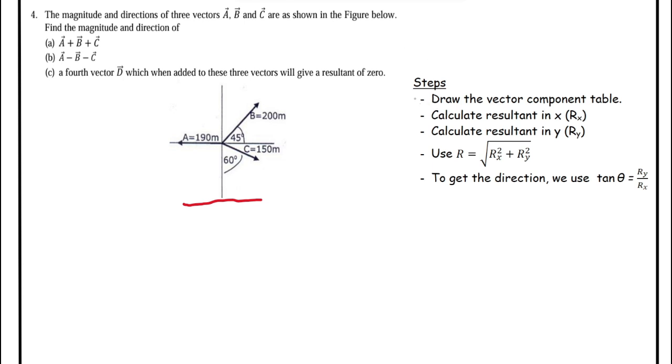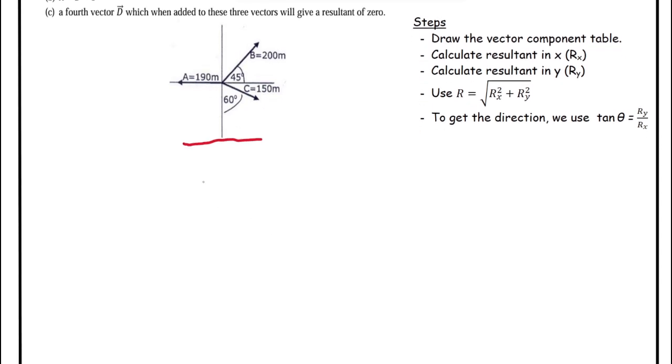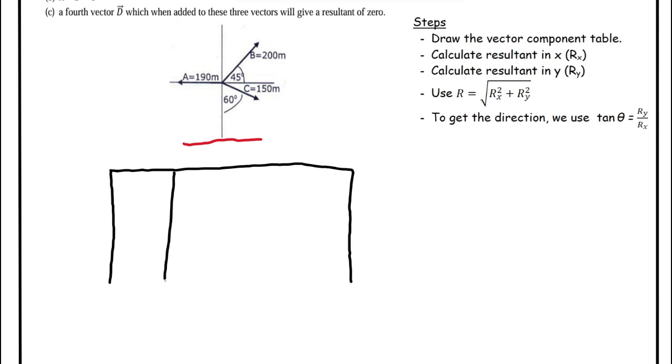Let's draw the vector component table. The vector component table looks like this. It contains in the first column the vector. Then here we'll split it into two columns where we have X component and Y component.